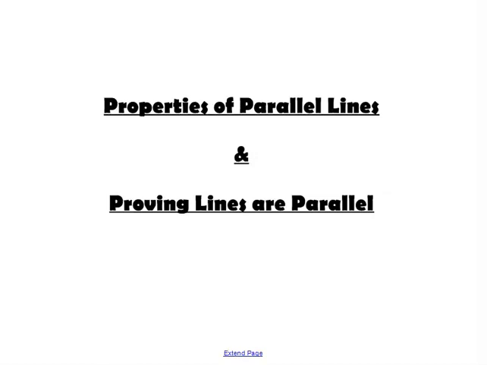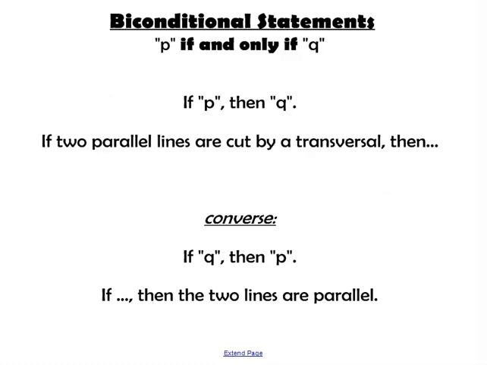Properties of parallel lines and proving lines are parallel. So before we get started with the theorems, let's review biconditional statements. Biconditional statements have the phrase P if and only if Q. So the conditional, if P then Q, and the converse, if Q then P, both have to be true.